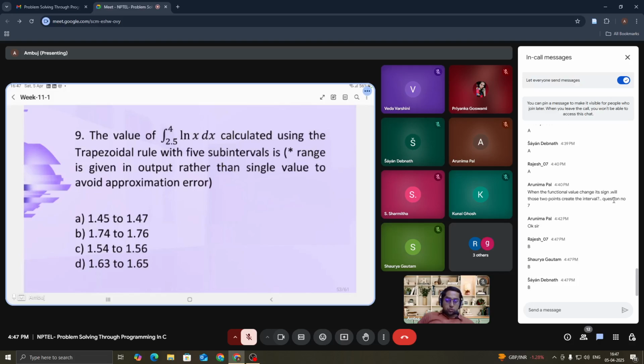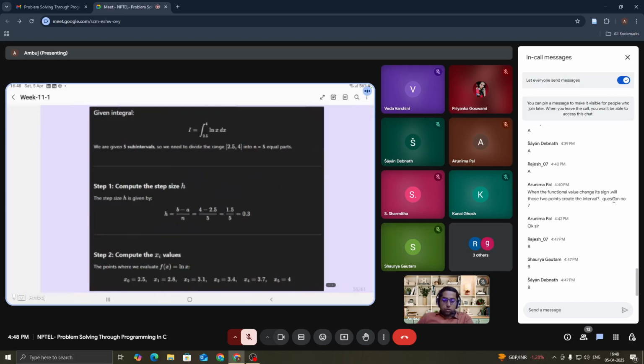So these are purely mathematical based questions. I sincerely advise all of the students, after this session is over, take the PDF and from question number 1 till the end, try to solve each and every question by yourself using a calculator and pen and paper. The correct option will be B only. All of you have calculated.